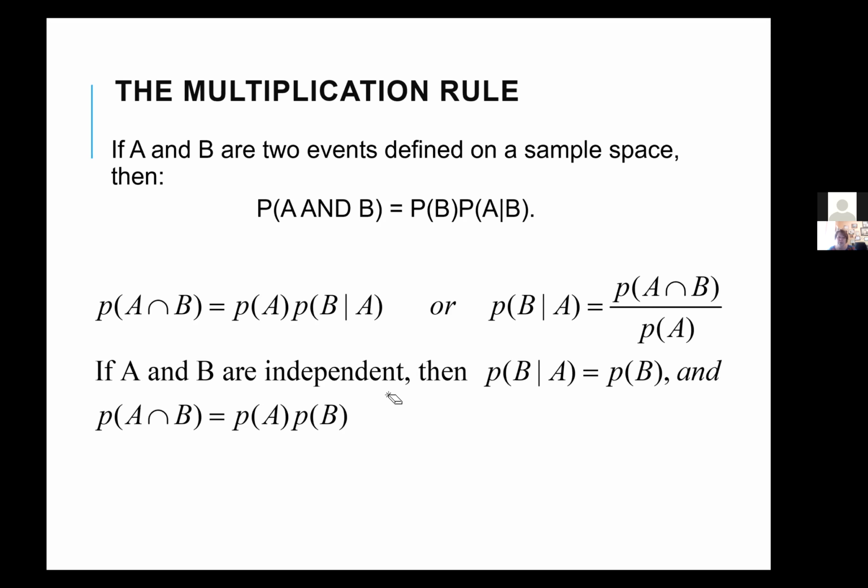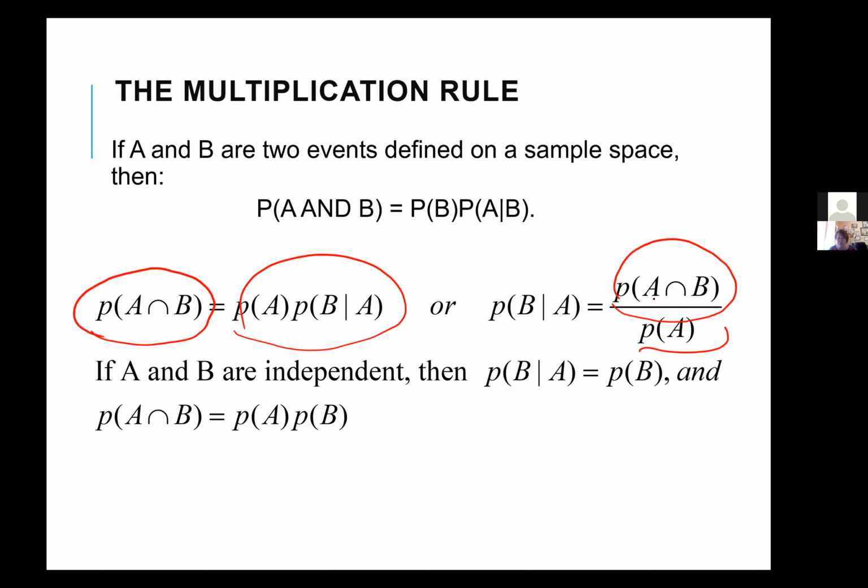So in symbols, the probability of A intersect B is the probability of A occurring times the probability that B occurs given that A occurs. Okay, so these are the same thing. Or if we solve for the conditional probability, we get the probability of both of them occurring divided by the probability of A. So the probability that B occurs, given that A has already occurred, is probability of A intersect B over the probability of A.